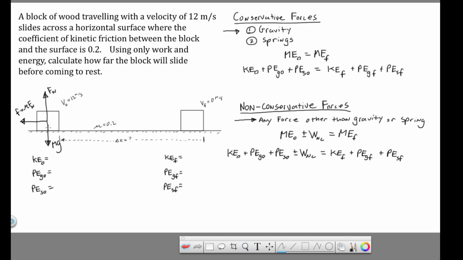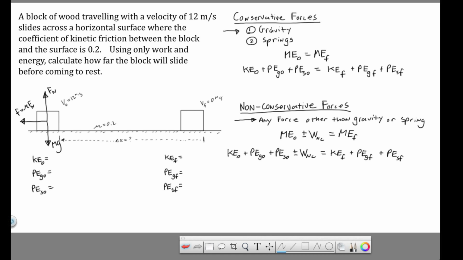So one way to solve this problem is to do a free body diagram, sum the forces, solve for the acceleration, and then use a kinematic equation to determine how far the block slides. But we're going to do this problem using work and energy. Over here on the right-hand side, I have just a summary of conservative forces and non-conservative forces. What we mean by conservative forces are gravity or springs.